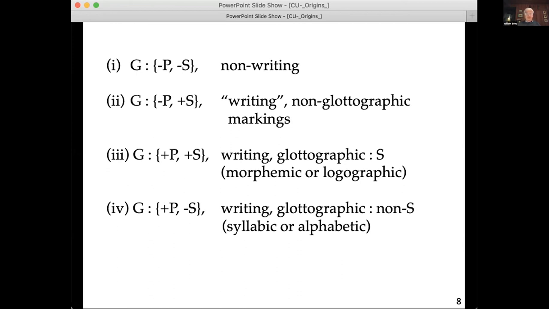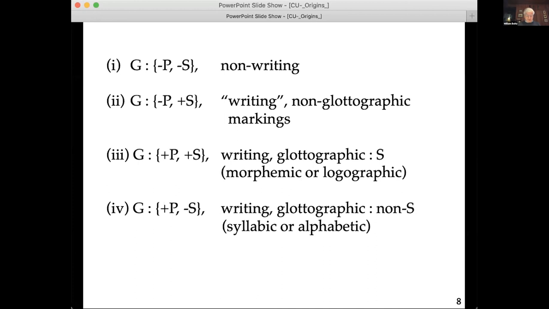Nothing wrong with that. The third and the fourth are the two that are basically glottographic. They're both plus P. In the third case, the individual graphs have a semantic value. Simply put, that means they either write words or morphemes. In the fourth case, the graphs, for the most part, don't have semantic values, and therefore they write what you would call syllables, as in Japanese, for example, or letters in an alphabet.